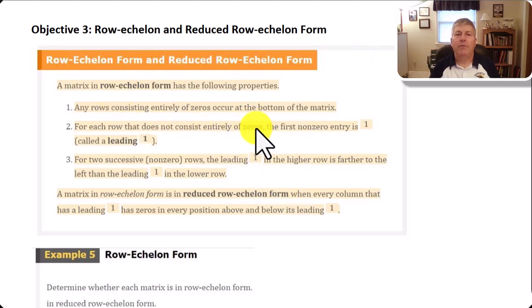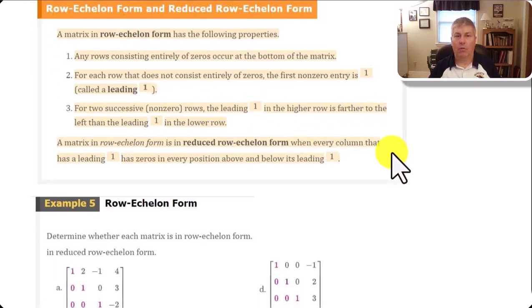Here in Objective 3, we define the difference between row echelon and reduced row echelon forms. Row echelon form has the following properties. Any rows consisting entirely of zeros occur at the bottom of the matrix. For each row that does not consist entirely of zeros, the first non-zero entry is always 1, or the leading 1. And for two successive non-zero rows, the leading 1 in the higher row is further to the left than the leading 1 in the lower row.